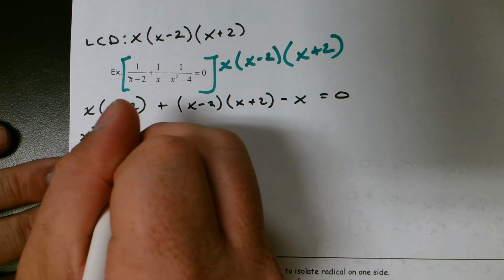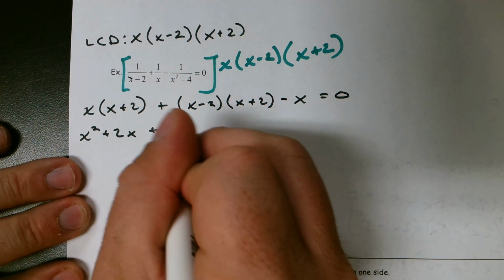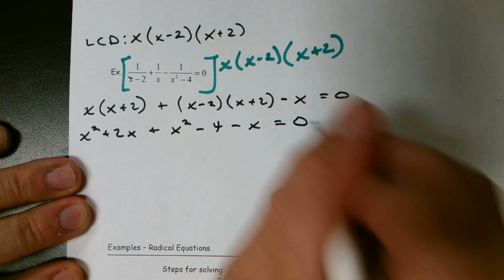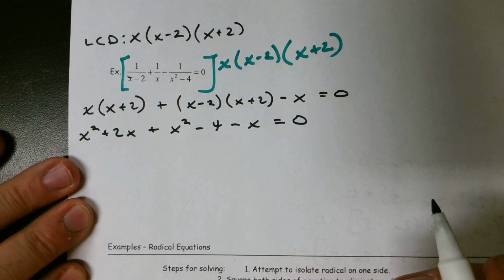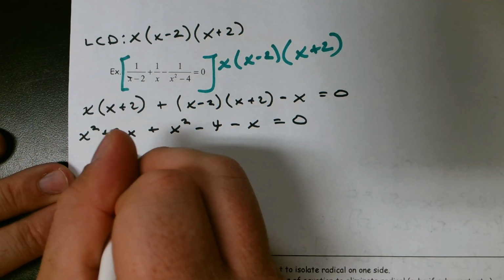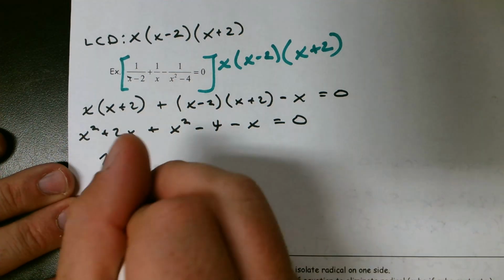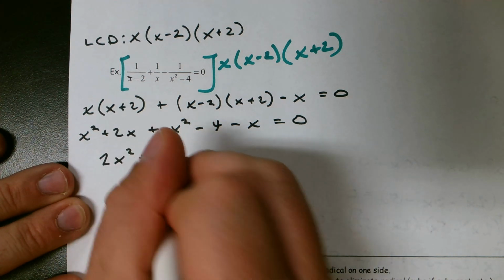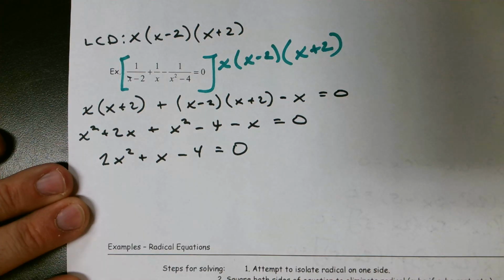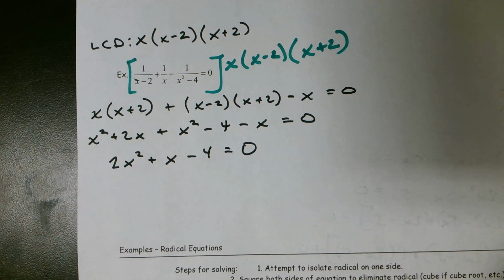This is x squared plus 2x plus x squared minus 4 minus x is equal to 0. Let's combine some like terms. So we got 2x squared plus x minus 4 equals 0. Very friendly looking quadratic that we're able to solve.